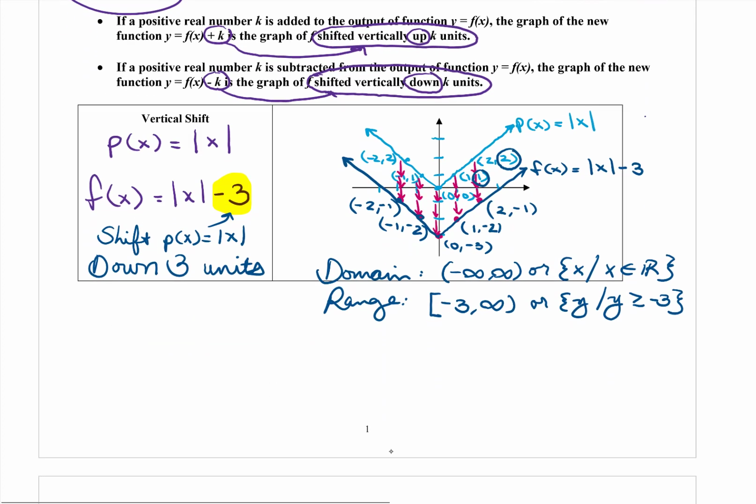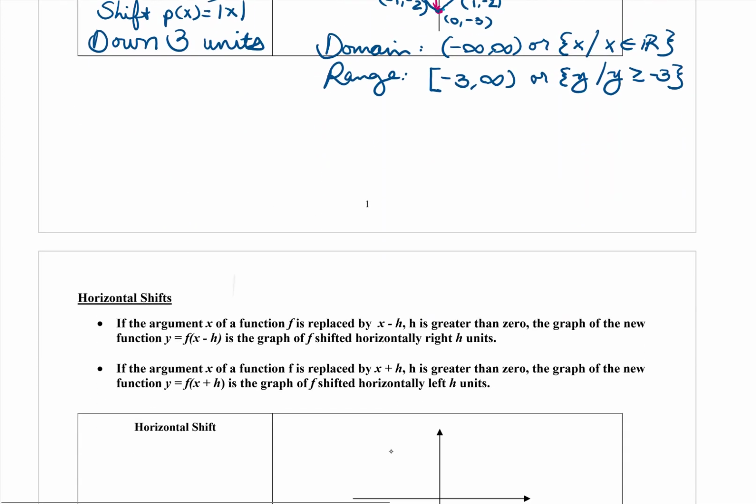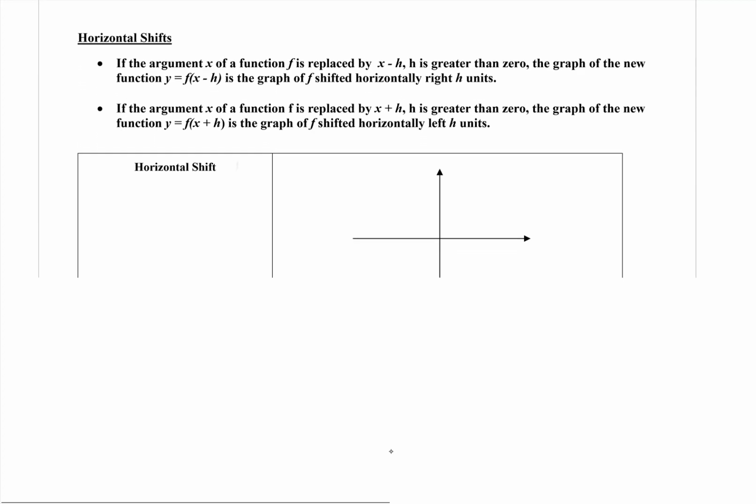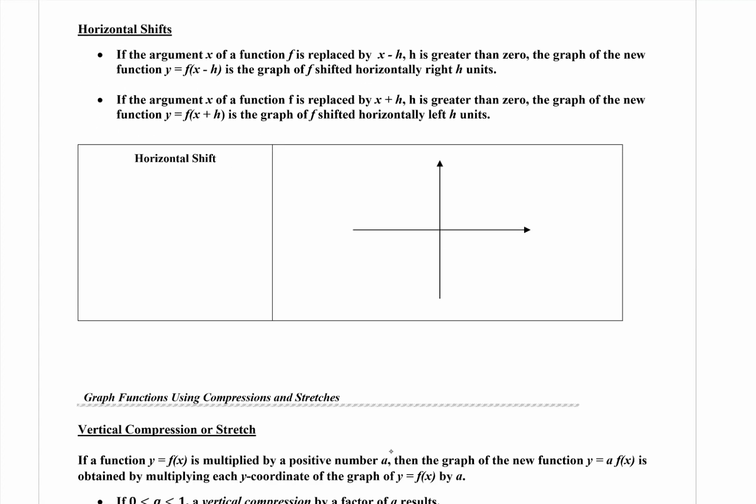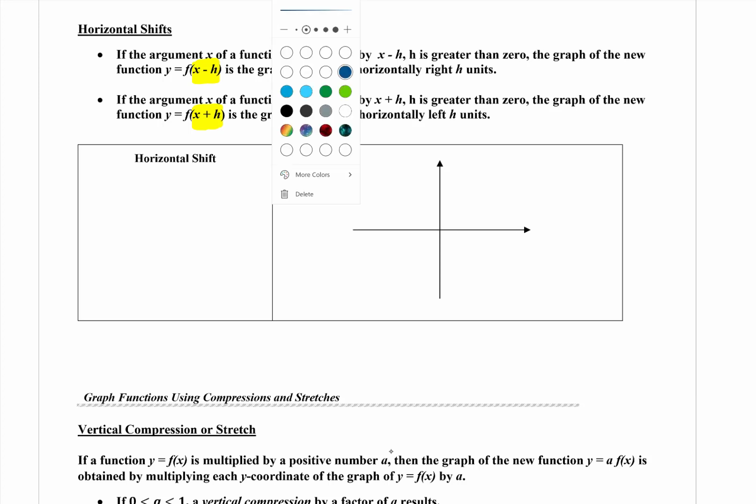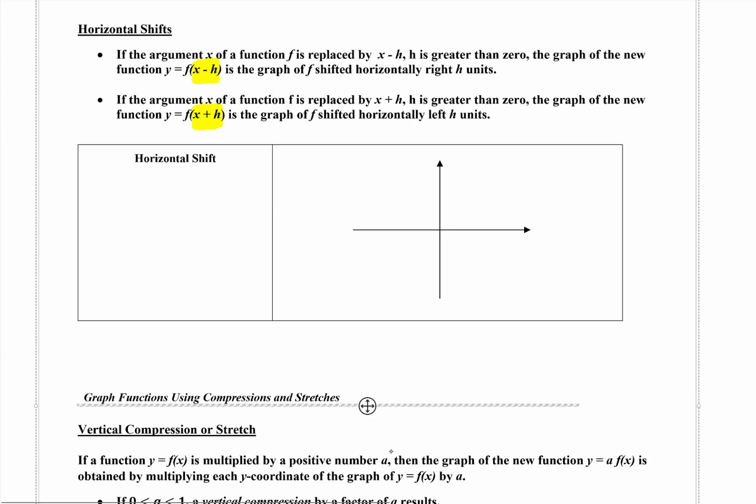All right, let's go on to the next example here. All right, now we're ready to focus on horizontal shifts. So this is going to mean that we're taking basically our parent graph and we're going to shift it to the sides, either to the left or to the right.